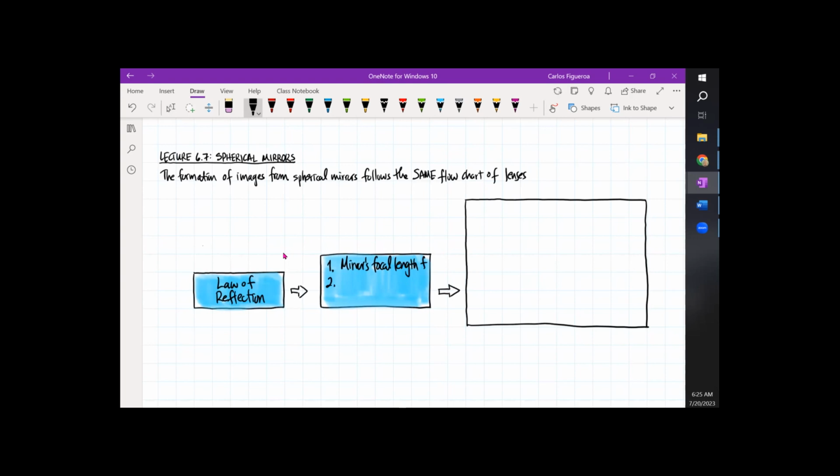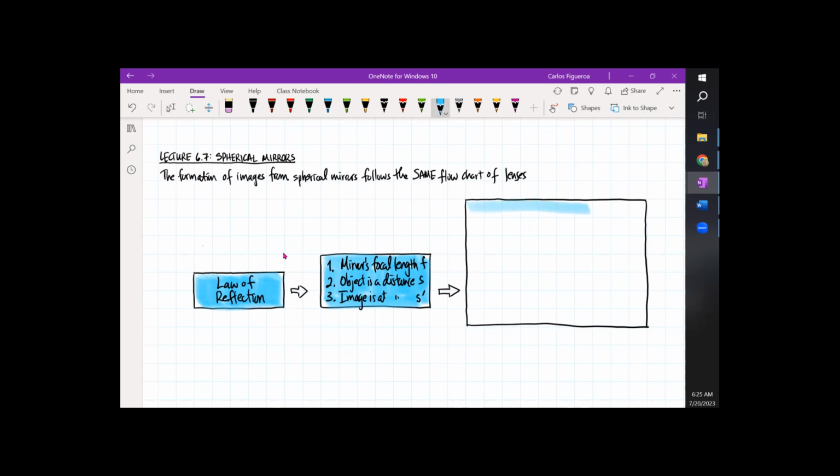Two, we need an object at a distance s. And then finally three, an image is created. The image is at distance s prime.